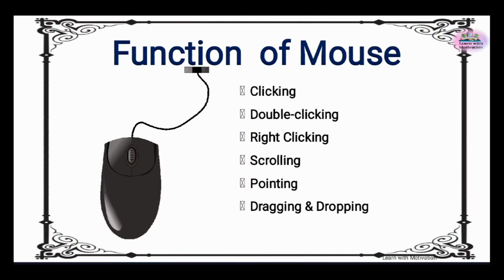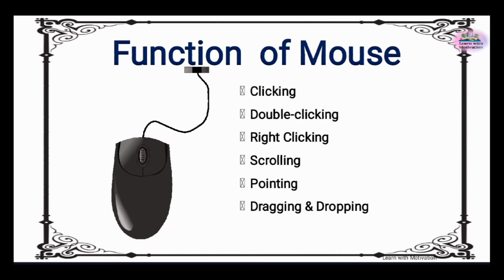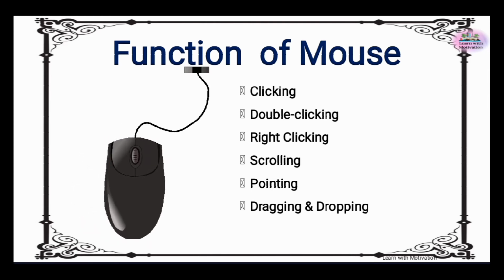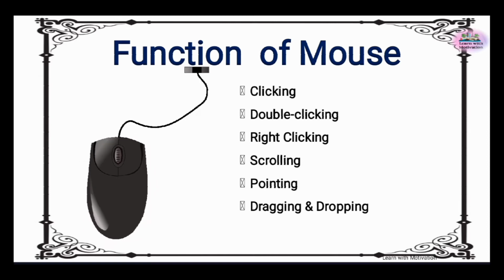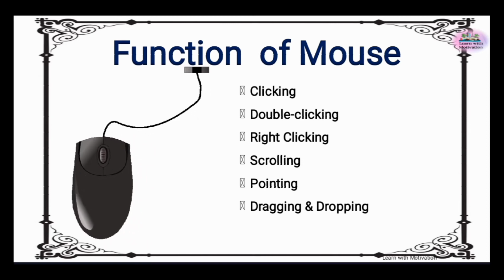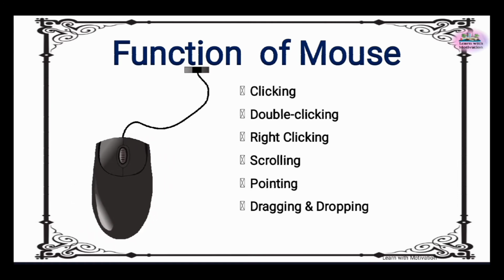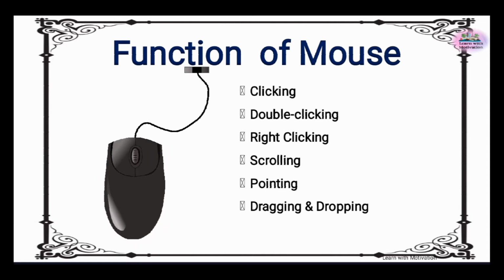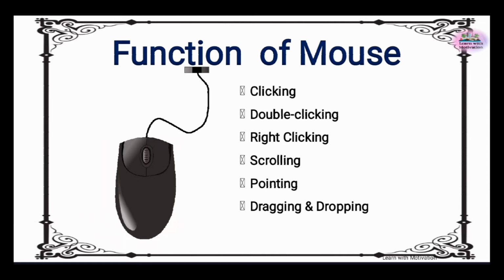Functions of mouse. You can say the action of mouse कि mouse किस तरह से काम करता है. There are many types of functions. First is clicking. You can do clicking with mouse. You can do double clicking with mouse. You can do right click with mouse. Scrolling, pointing, dragging and dropping. अब one by one हम इसके बारे में समझते हैं. Let's start.